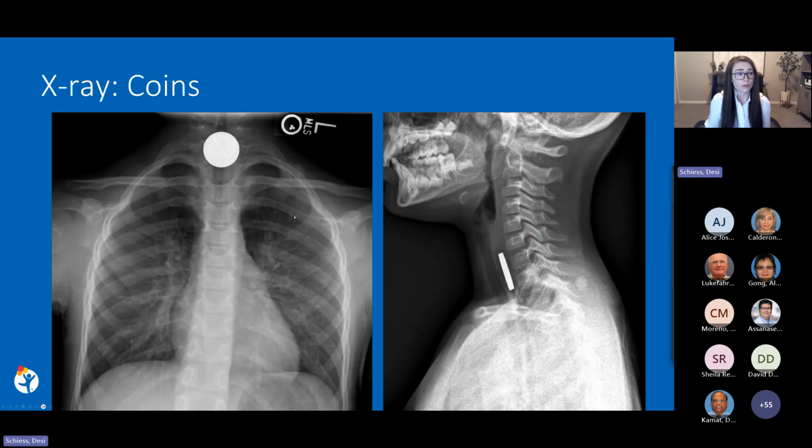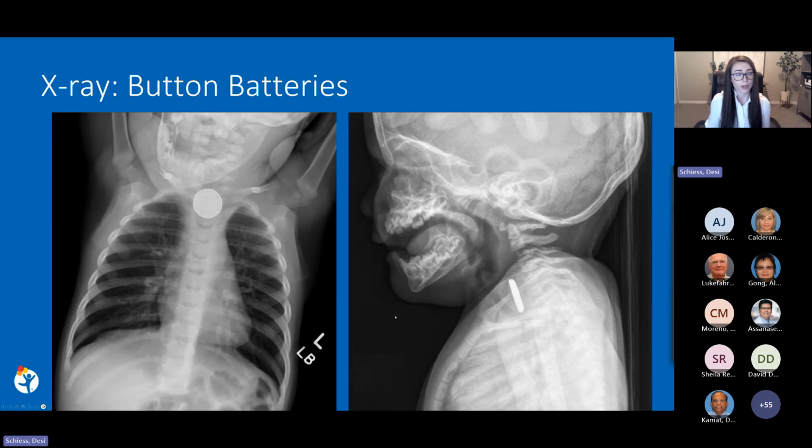This 6-year-old swallowed 2 coins that are almost perfectly stacked one on top of the other in the upper esophagus. That is in contrast to a swallowed button battery, which demonstrates a characteristic lucent rim on the frontal view and a beveled edge on the lateral view.